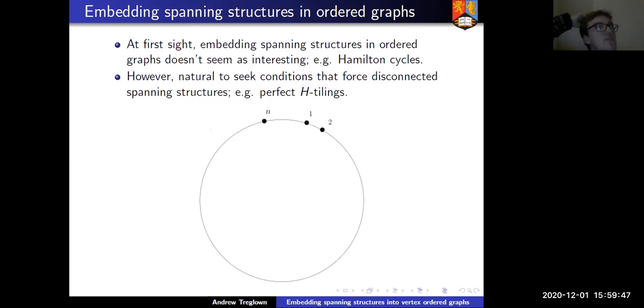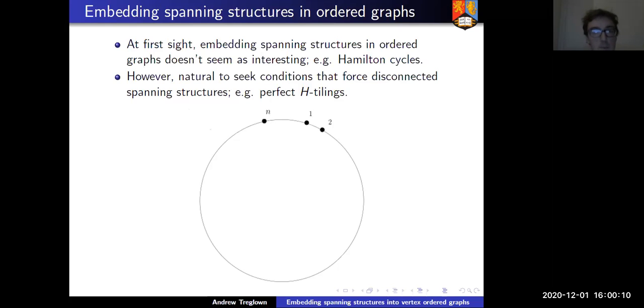So really what that makes you realize is, these kind of connected structures aren't good to look at in ordered graphs. What you want to do is look at disconnected structures, more precisely structures where you may be repeating many copies of a fixed subgraph, perhaps. So that's where perfect H-tilings come in.